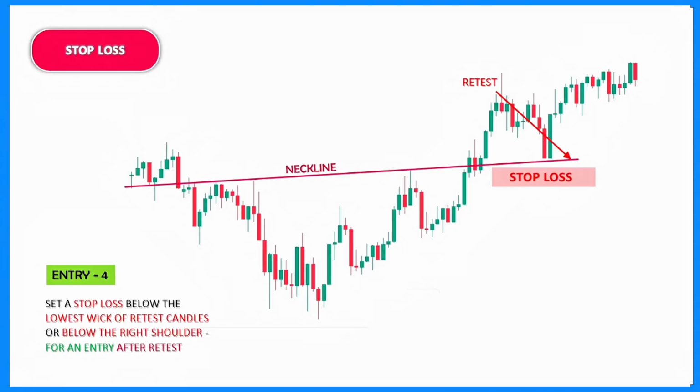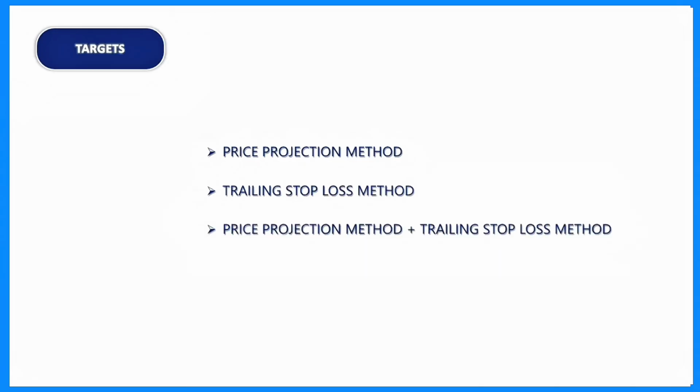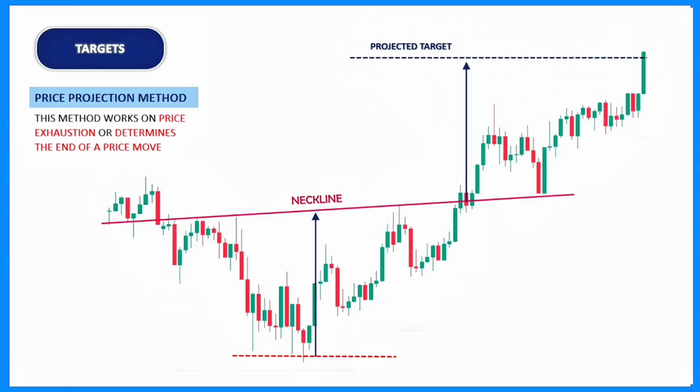or, if you want to be a bit more conservative, you can keep it below the right shoulder to protect yourself from deep wicks. All right, now let's move on to how you can exit the trade for maximum profits. There are three popular techniques: the price projection method, the trailing stop-loss method, and a combination of both. Let's start with the price projection method. It helps you determine where the move might run out of steam.